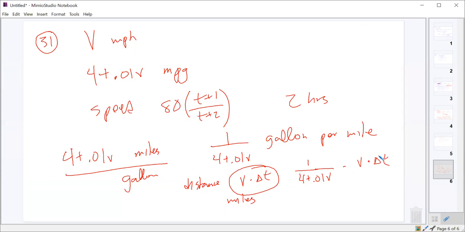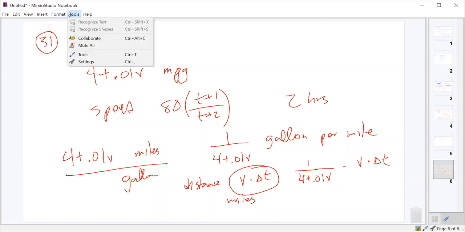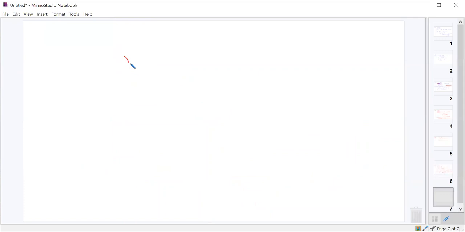And our delta T ought to just be our dt for our change in time. So really we've got V over 4 plus 0.01 V dt. Everybody good with that so far? Did you just use velocity equals distance over time and then like? Yeah. Yep. Oh, okay.